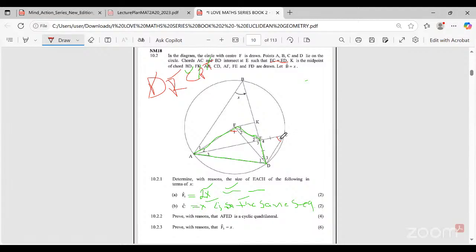What is this angle here? Oh, x. Reason being, angles in the same segment. Fine, I agree. What is the size of this angle here? It's x as well, sir, because ED and EC are equal and it's given. Okay, I agree. Now, again, what is the size of this angle here?